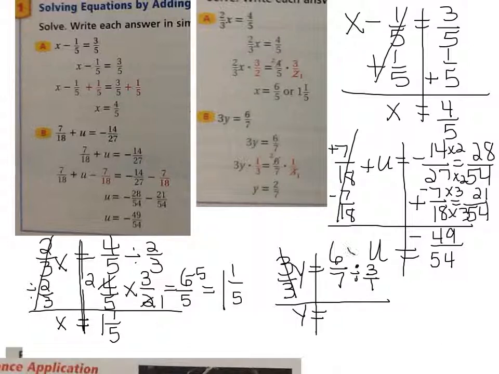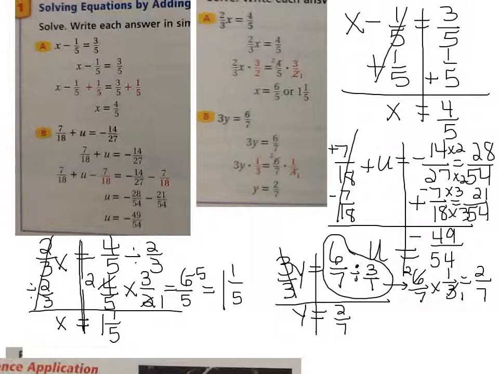Okay, I need to rewrite this. And like I said, your work should be neater than mine. I'm rewriting this. 6/7 multiplied by the reciprocal of 3. Can I cross simplify? Yes. 1, 2 times. Multiply across the top, 2. Multiply across the bottom, 7. Is it simplified? Yes. What's my answer? Y equals 2/7.